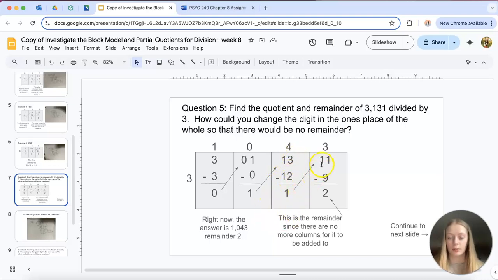Then the last column, bring it over to make the 1 an 11. 3 goes into 11 3 times. So 3 times 3 is 9. And then when we subtract that, we get 2. So that's our remainder. The answer is 1,043, remainder 2.